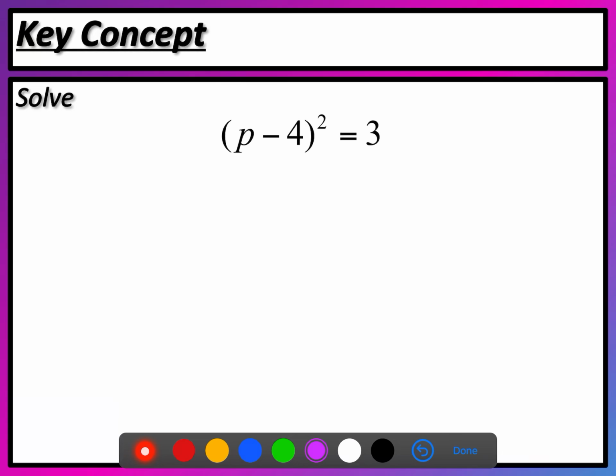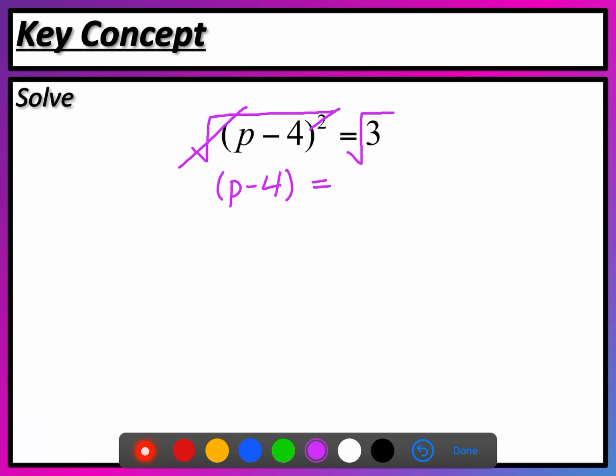Okay, same setup. We're going to try the same thing. Take the square root. Lucky for us, on the left side, the square root and the squared will cancel. We'll get that p minus 4 in parentheses. Well, now on the right, I don't know the square root of 3.